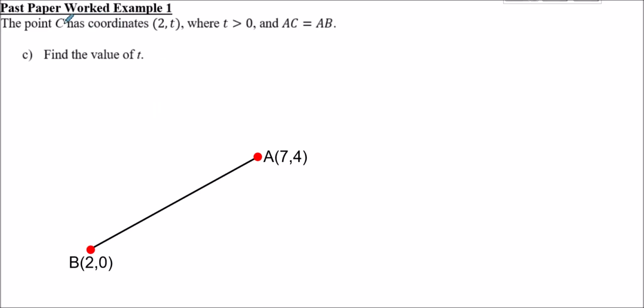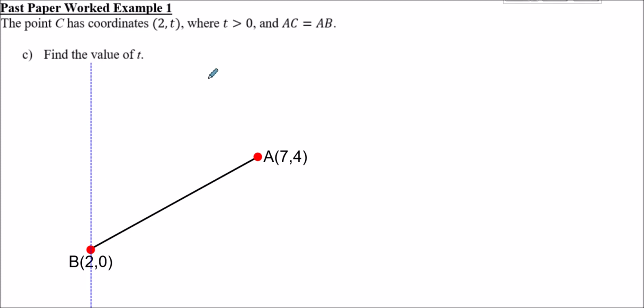We also are told that this point C has coordinates 2, t. So we don't know what t is, but we know the x coordinate is 2. So we know that C is going to be either directly above or directly below B, because B shares the same x coordinate as this one here. So C is either going to be down here or up there. So in other words, C is going to be somewhere along this dotted line.